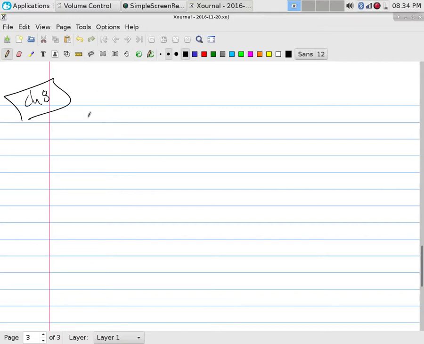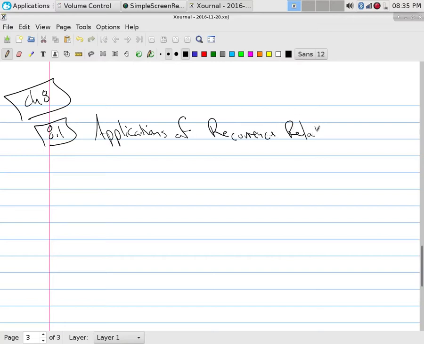So for chapter 8, this is advanced counting. And what we're going to particularly look at in, say, 8.1 and 8.2 here are applications of recurrence relations. So we're going to revisit recurrence relations. Again, when we're talking about recurrence relations, we're talking about this.